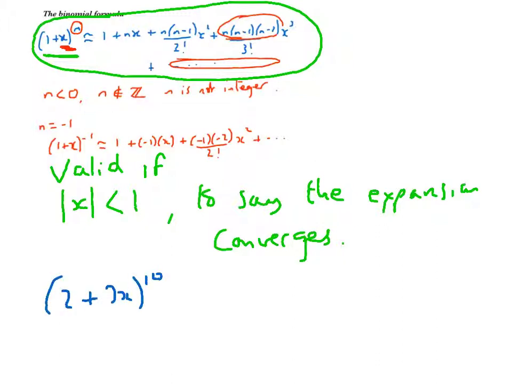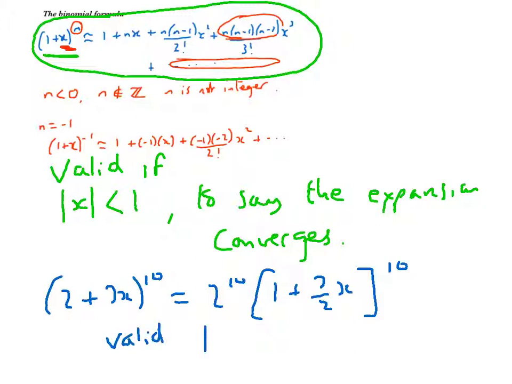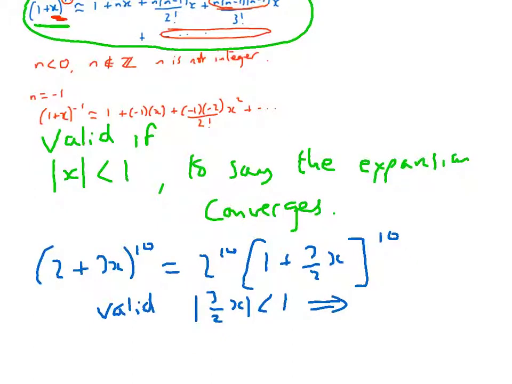So if in here we had, say for example, (2 + 3x)^10, we would, as normal, take the 2^10 out. So this would be 2^10 (1 + 3/2 x)^10. And then you would expand as normal, but you would then say that this is valid if |3/2 x| is less than 1. So therefore we must have, because we must leave it in terms of x, |x| is valid for less than 2/3.